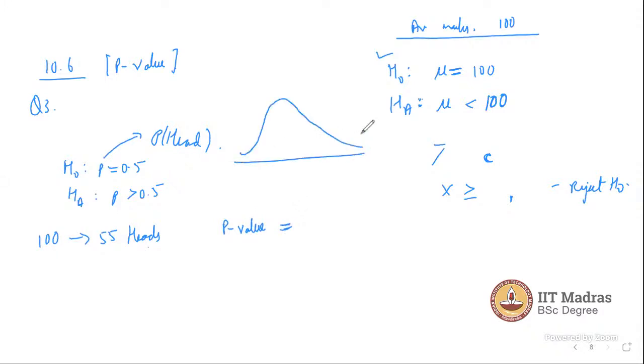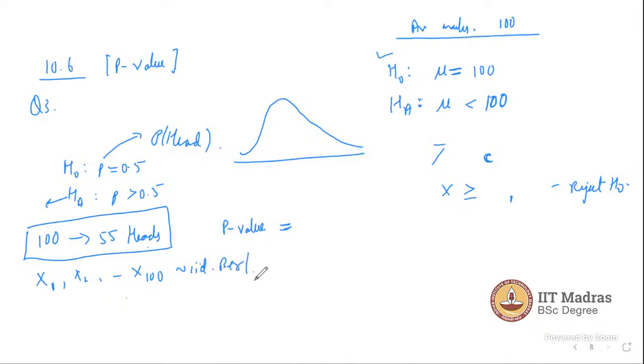So one small doubt for the alternate hypothesis here, we can consider P is less than 0.5 also, right? Yes, we can consider that. So, we have tossed the coin 100 times and we have observed 55 heads. So it basically models a Bernoulli distribution. Let's say I have first toss, second toss, and up to 100 tosses, and each of these is going to be IID Bernoulli P.